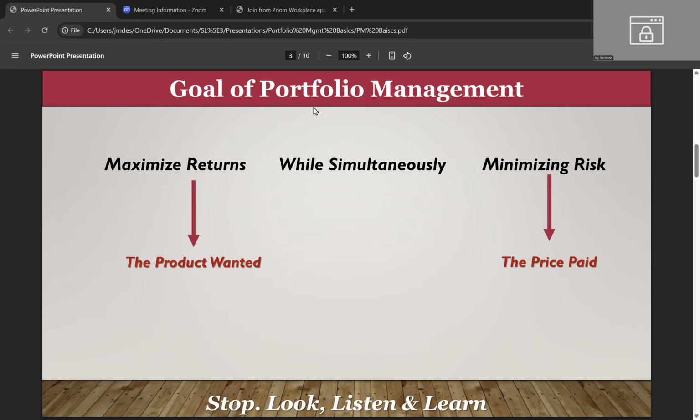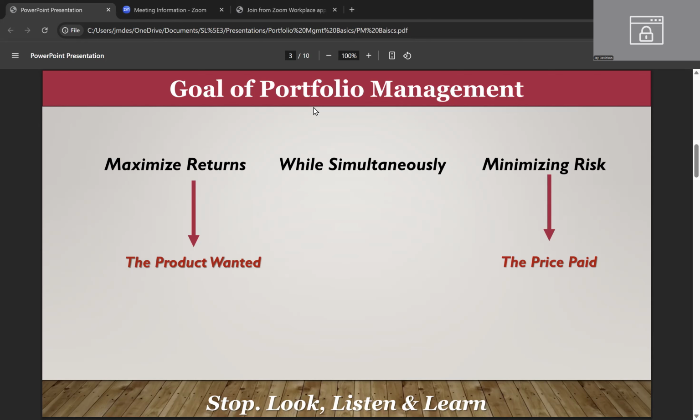So, the goal of portfolio management, quite simply, is to maximize returns while simultaneously minimizing risk. You can think of the returns as the product that you want and the risk as the price you have to pay for the product. And so, just like with any product, you want to get the best, largest, most high quality product that you can get for the least amount of money. And so the same thing is true with portfolio management.